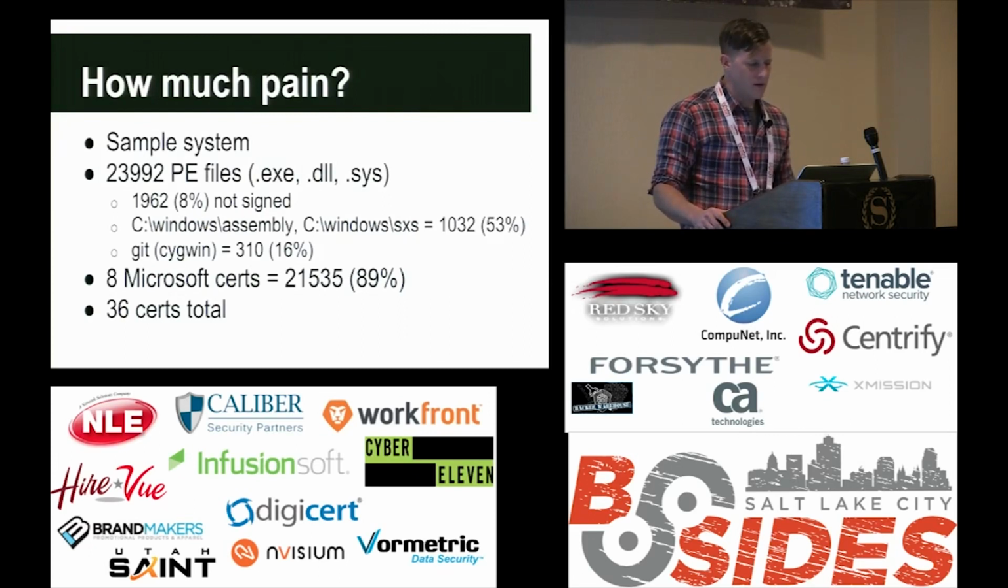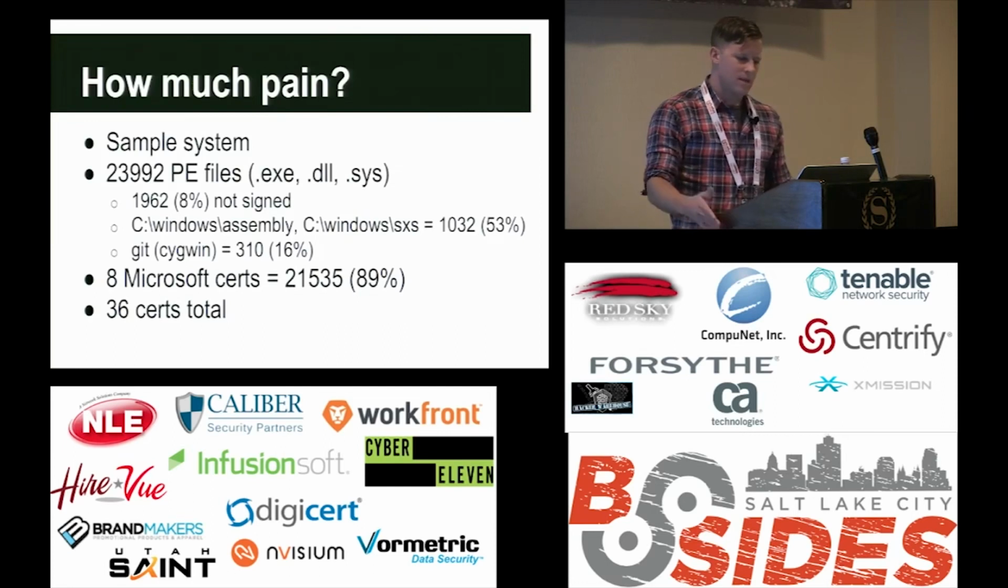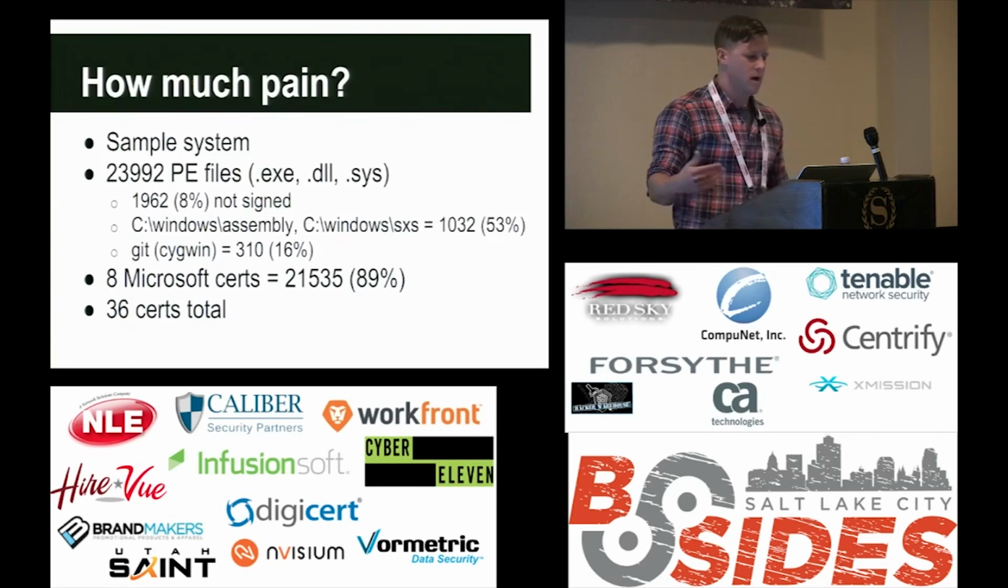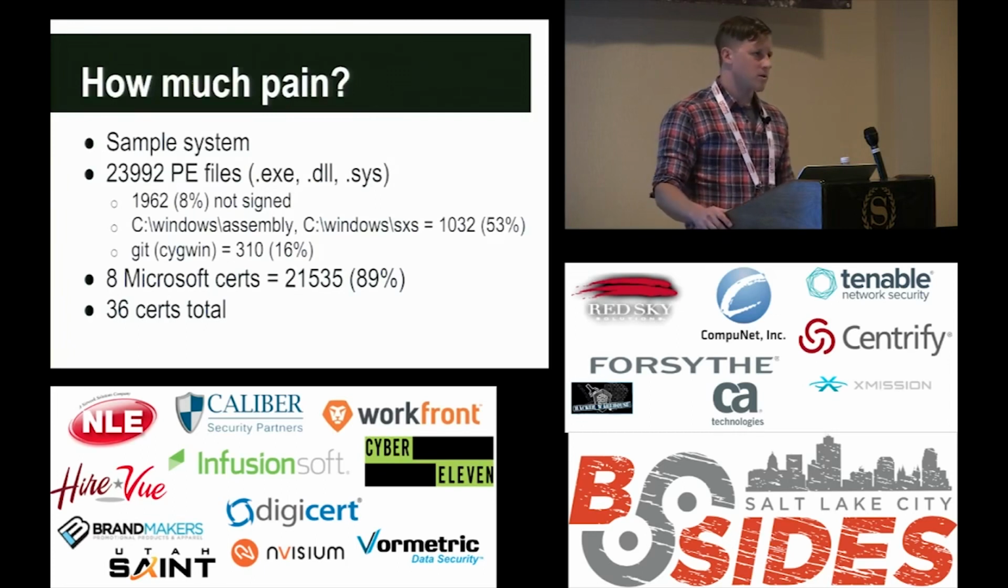And a lot of those existed within C:\Windows\Assembly and C:\Windows\WinSxS, which is basically used for .NET, where it is automatically generating some files in there. And so those were not code signed. Additionally, Cygwin is not code signed, so if you are using various Git clients on Windows, chances are they're using different Cygwin files or just other open source files that aren't going to be signed on there.